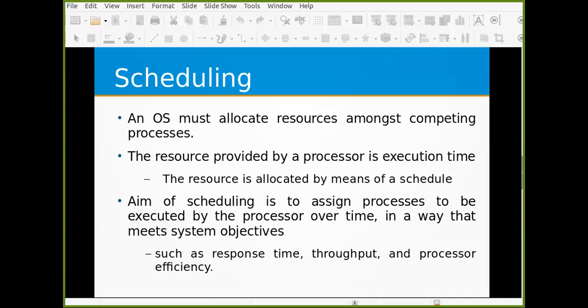So the aim of scheduling is to assign processes to be executed by the processor over time in a way that meets system objectives. So what is the aim of this scheduling? The aim of scheduling is to provide this processor time in such a way that it meets certain system objectives. And what kind of objectives we want to meet? Like response time, throughput, and processor efficiency. These are some objectives which we want to meet while assigning processor to the process.